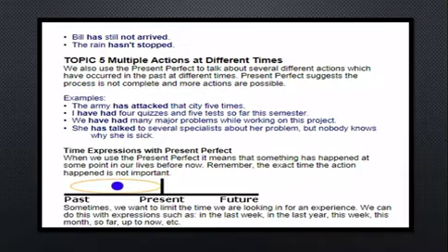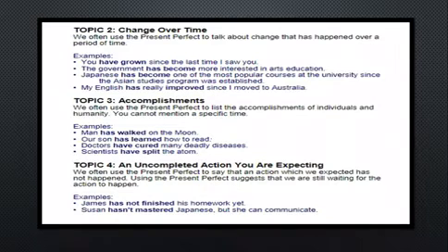Next, transparency. Bill has still not arrived. Look at this. Has not finished, hasn't mastered, and look at the use of the yet at the end of the sentence. En este caso usó el has not finished, negó, ¿ok? Usó el presente perfecto, el verbo del presente perfecto, aquí se ve, y el yet lo usó hasta el final.